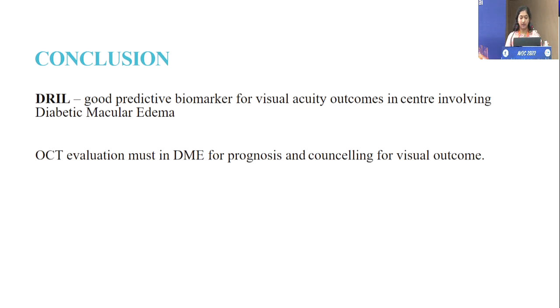So the conclusion is DRIL is a good predictive biomarker for visual acuity outcomes in center involving diabetic macular edema, and OCT evaluation is a must in DME for prognosis and counseling of visual outcome.